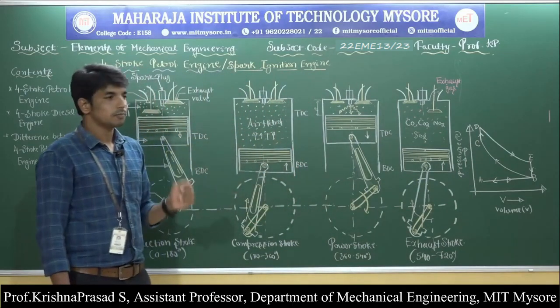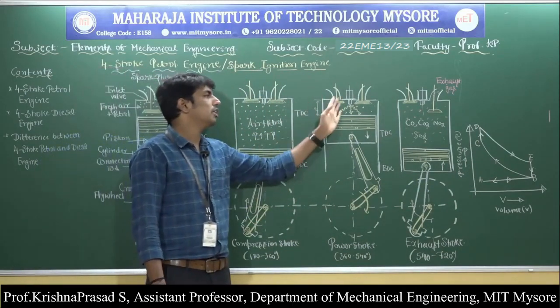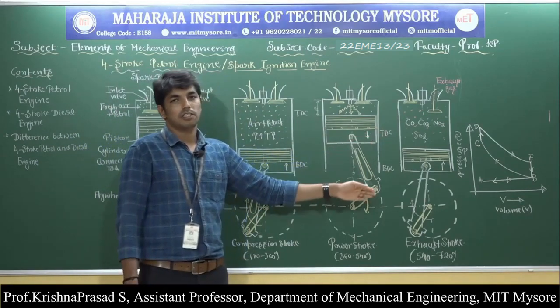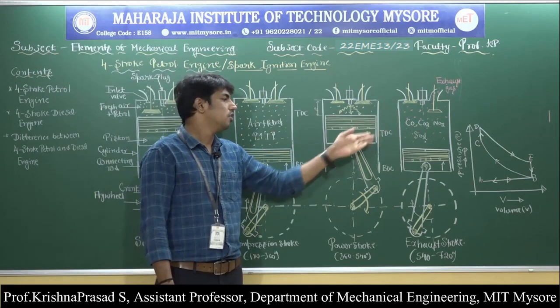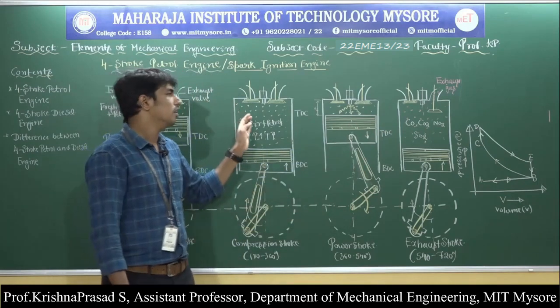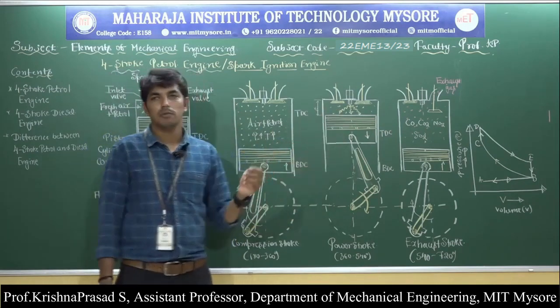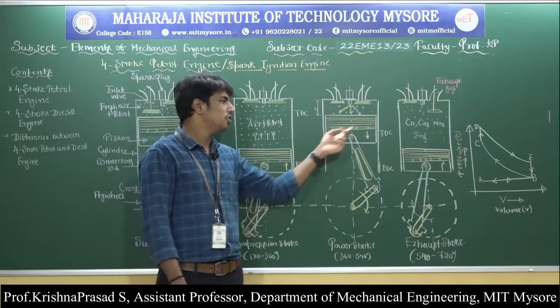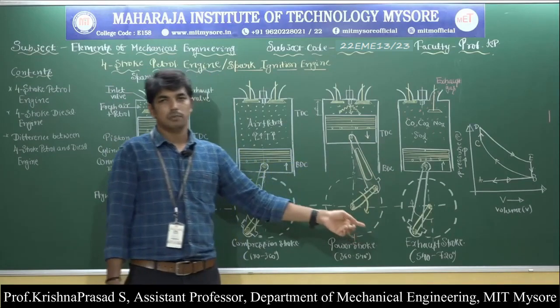Then the power stroke. In the power stroke, both inlet and exhaust valves are closed and the piston moves from top dead center to bottom dead center. How does the piston move from top dead center to bottom dead center? Because when the high pressure, high temperature air-fuel mixture catches fire from the spark plug, a high amount of energy is liberated that pushes the piston from TDC to BDC position.